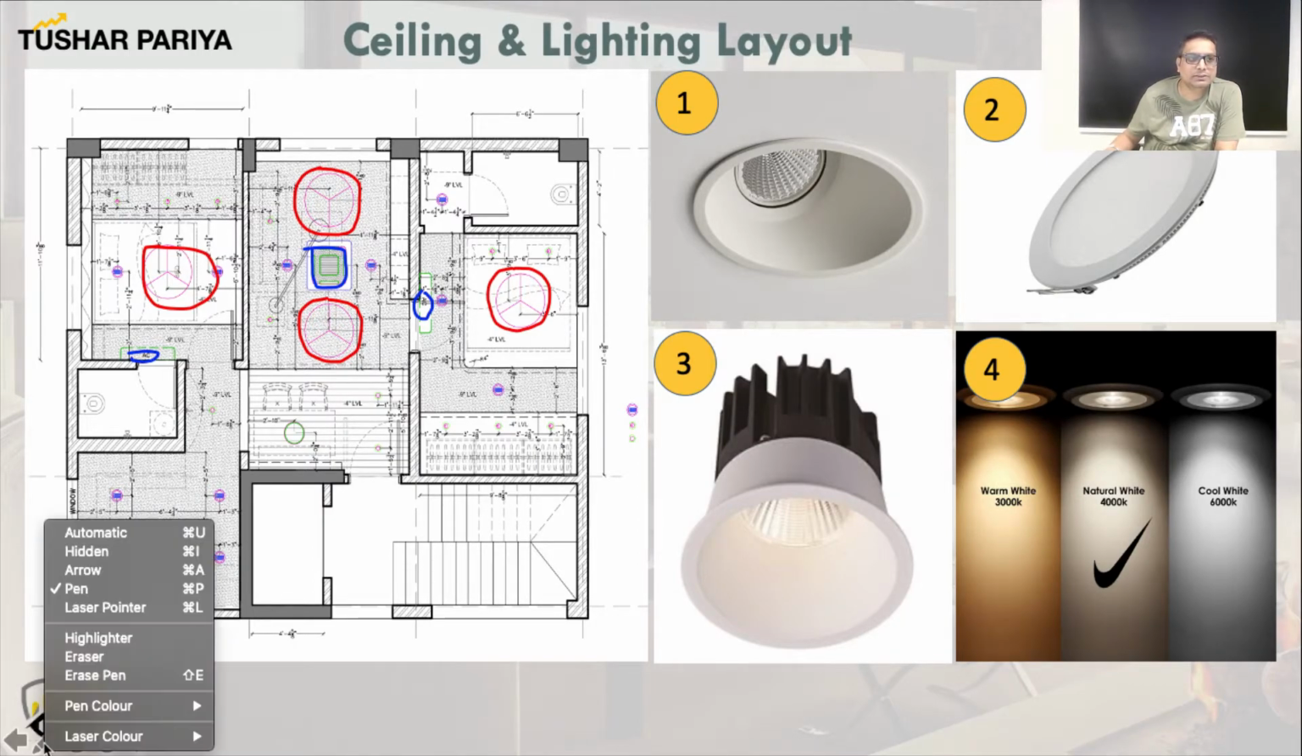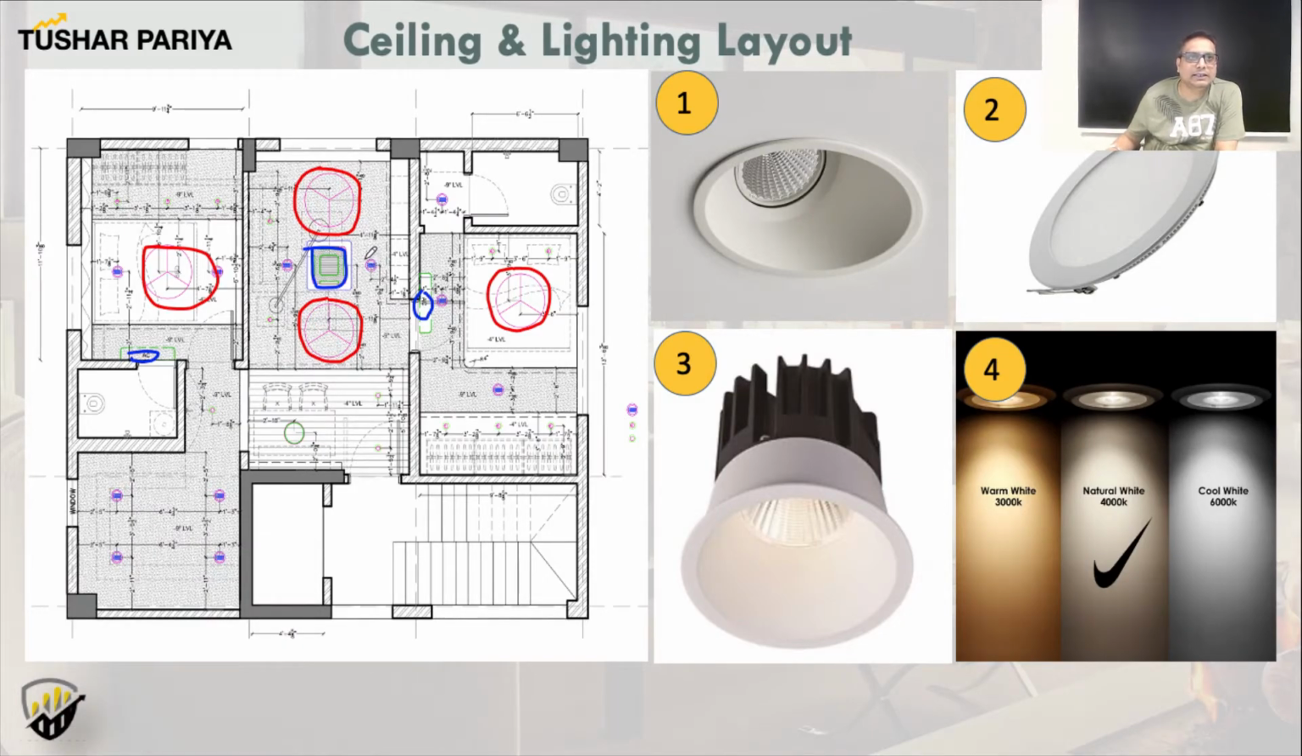Now I'm going to change the pen color, and I'll use magenta. If you can see this light, guys, this light is called SMD. Why is it called SMD? Because the full form is surface mount diode lights, and it is in general known as a panel light also. So these are the panel lights, one, two.